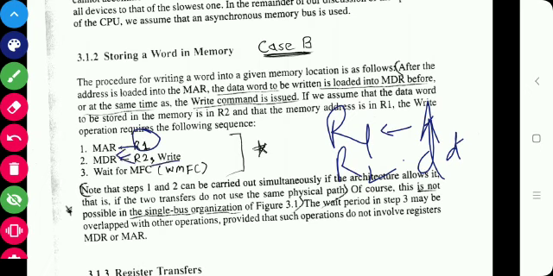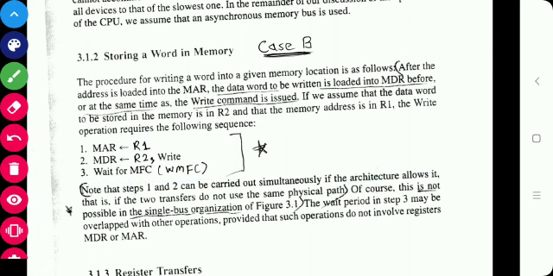Then we have to perform the write operation, because we are writing a word onto memory, and when writing is completed, the CPU issues the MFC signal. So we have to wait for the MFC signal, the memory function completed signal. So this is storing a word in memory.